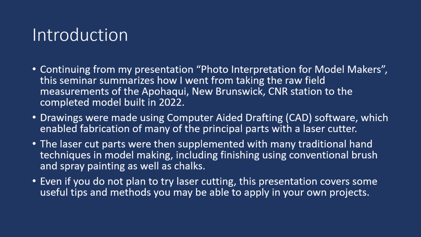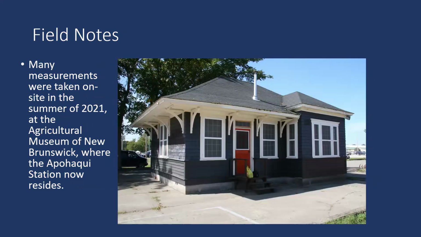Drawings were made using computer-aided drafting or CAD software, which enabled fabrication of many of the principal parts with a laser cutter. The laser cut parts were then supplemented with many traditional hand techniques in model making, including finishing using conventional brush and spray painting, as well as chalks. Even if you do not plan to try laser cutting, this presentation covers some useful tips and methods you may be able to apply in your own projects.